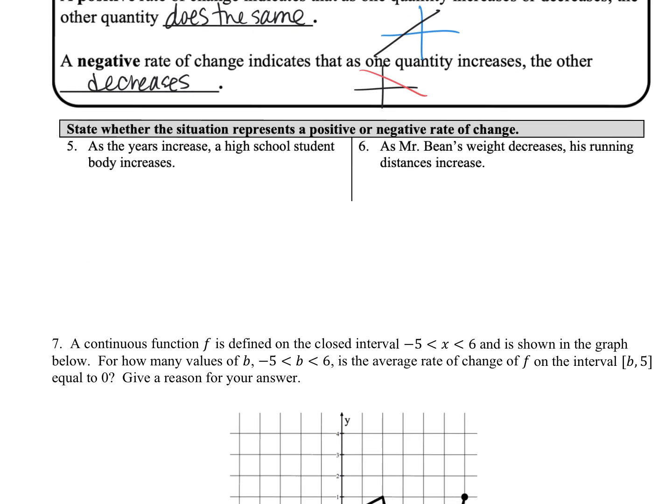Okay, so let's think about this. As the years increase, a high school student body increases. Positive or negative slope? Yeah, because they're both increasing, right? Okay. As Mr. Bean's weight decreases, his running distance increases. Yeah, it's going to be a decreasing, right? Because as one's going up, the other's going down. Whenever they're opposite, we're going to have a negative slope. Decreasing slope. Okay.